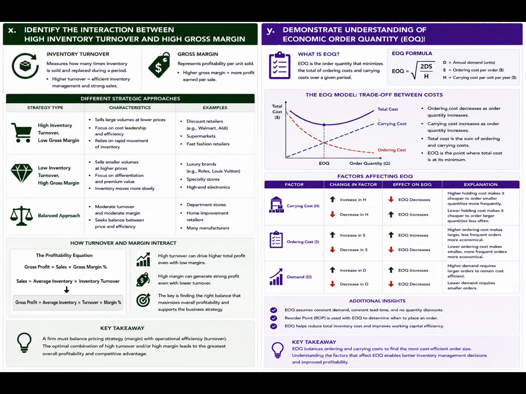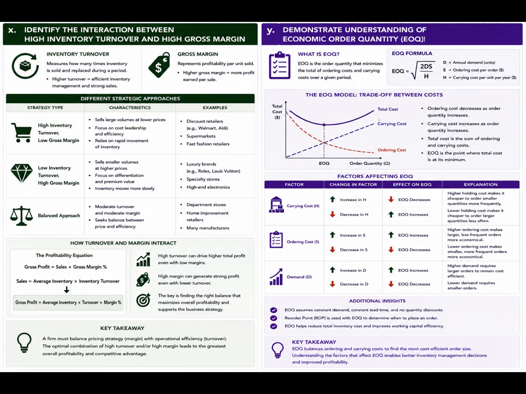Some businesses, such as discount retailers, operate with low margins but high turnover. Others, such as luxury brands, rely on higher margins with slower turnover. The combination of turnover and margin determines overall profitability. A firm must balance pricing strategy with operational efficiency. Understanding this interaction supports strategic positioning and competitive advantage decisions.